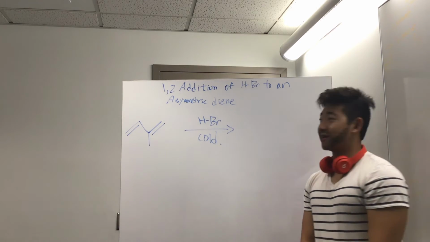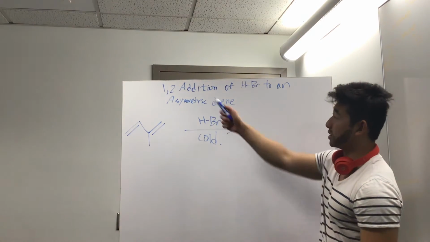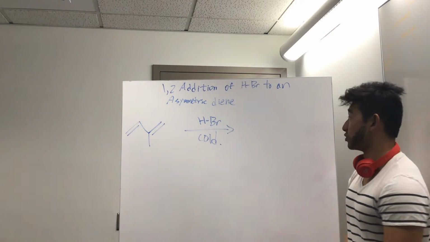Hello class, Vinayak here. Today we'll be going over a 1-2 addition of HBr to an asymmetric diene.